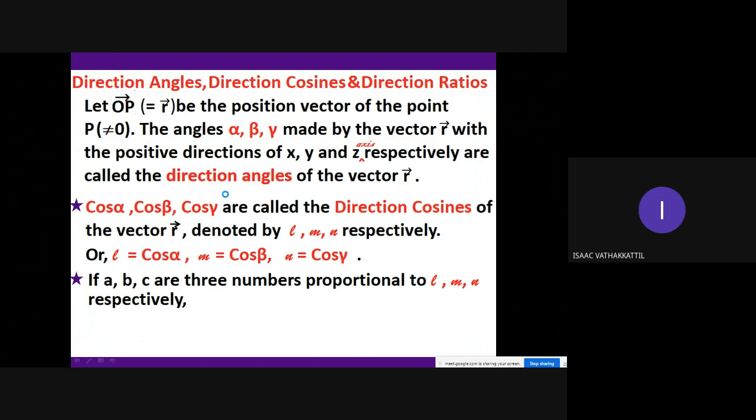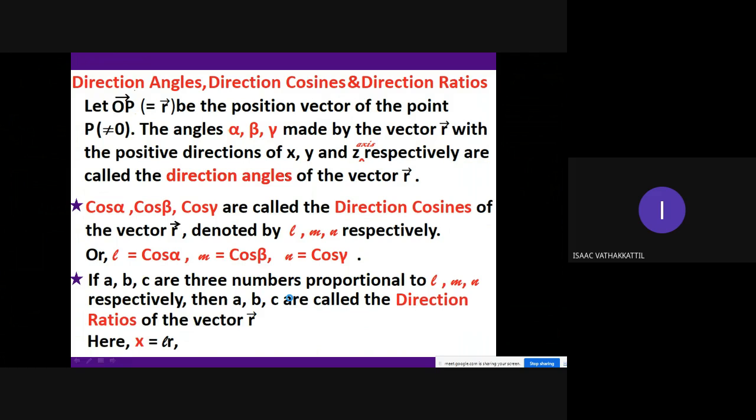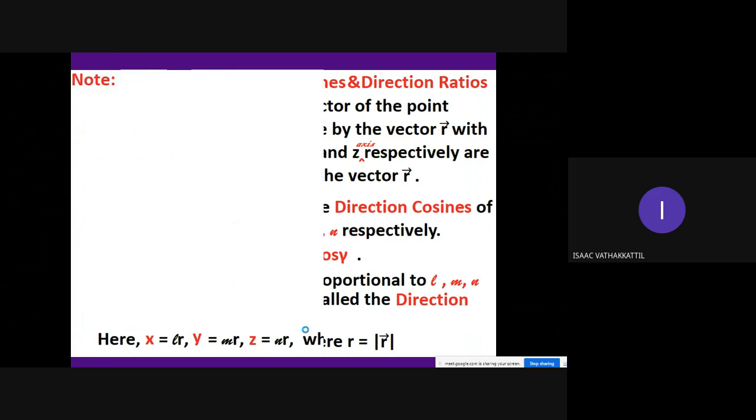Now, if a, b, c are three numbers proportional to l, m, and n, then a, b, c are called the direction ratios. They could be any numbers which are proportional to these. Direction ratios of the vector r. Here x will be lr. If P is (x, y, z), then we can easily come to the conclusion x equals lr, y equals mr, and z equals nr, where r is representing the magnitude of the vector.